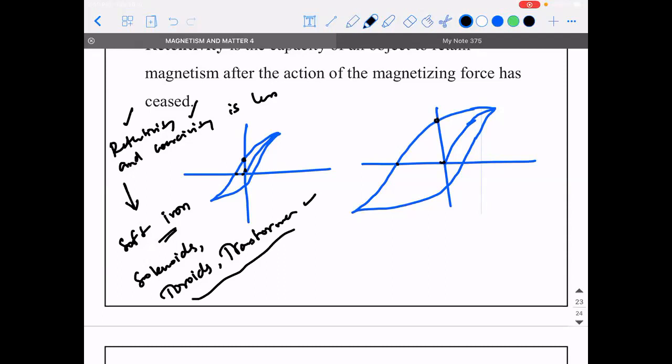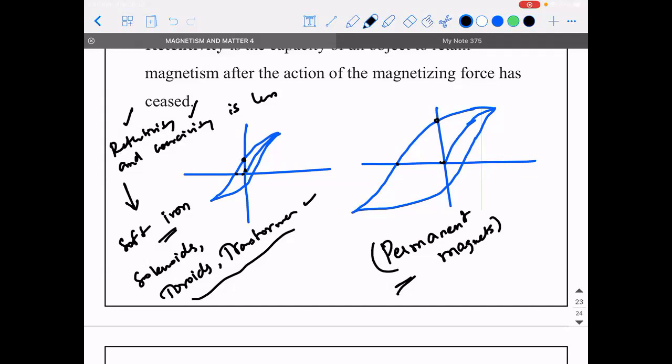So what kind of substances need to have high retentivity and high coercivity? They are permanent magnets. Because we need to ensure that the permanent magnets do not lose their magnetic property under normal scenarios. A lot of effort is needed to make them completely demagnetized.